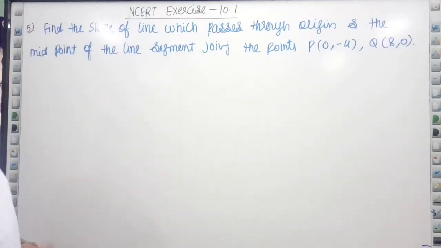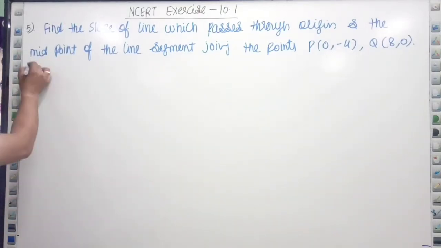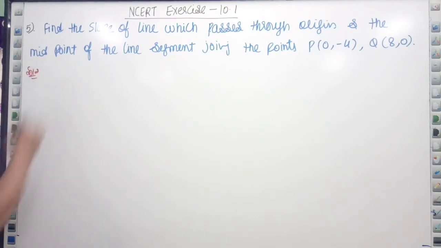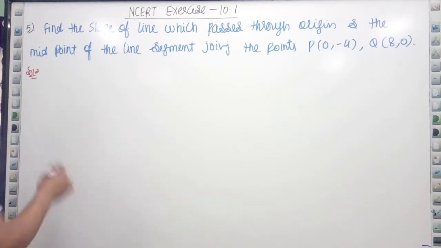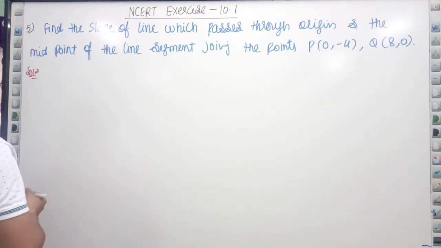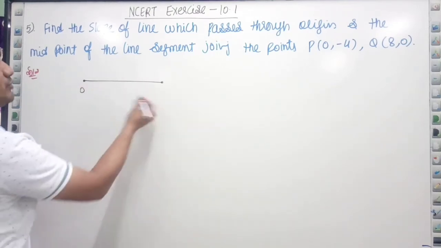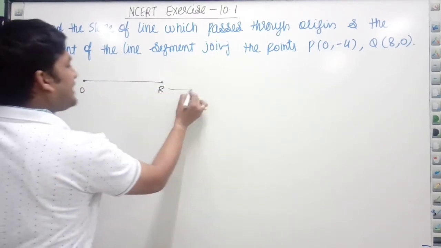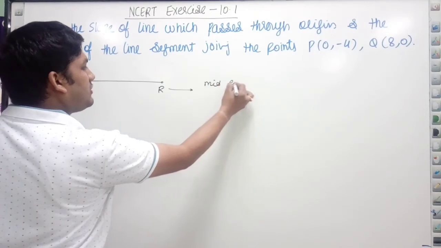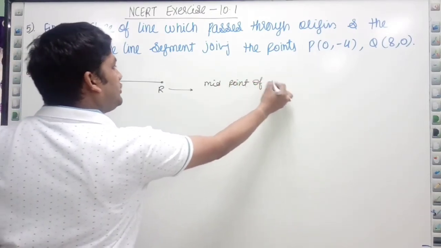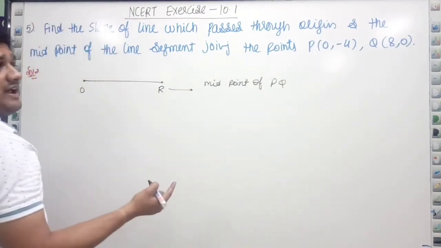Now the next question we have: find the slope of the line which passes through the origin and the midpoint of the line segment joining the points P and Q. Means मुझे एक लाइन का स्लोप निकालना है जिसका एक पॉइंट तो ओरिजिन है and the second point, suppose I call it R, where R is the midpoint of PQ. Now midpoint formula मैंने लिखा है last video में.